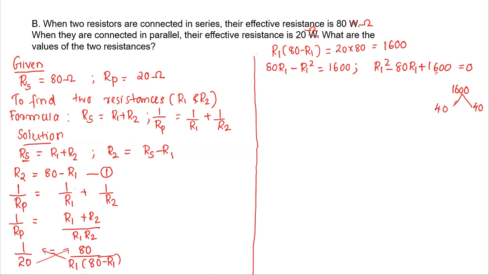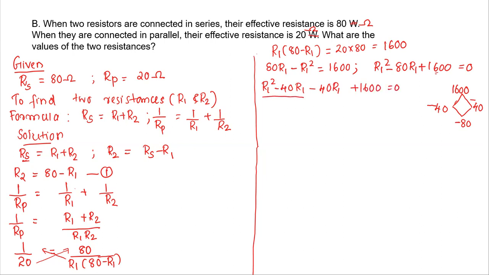Then 80 should come. That means the sum. The sum is 80. Here it is minus 80. And here the product is plus. When we are getting product plus, minus into minus is plus. So here minus 40 will come. So we can write this quadratic equation as R1 square minus 40 R1 minus 40 R1, okay, plus 1600 is equal to 0.